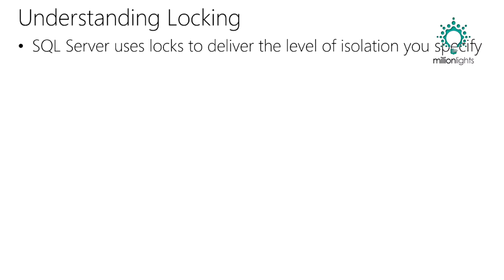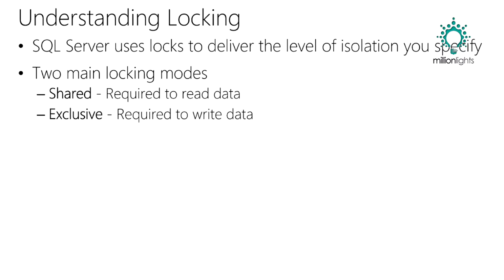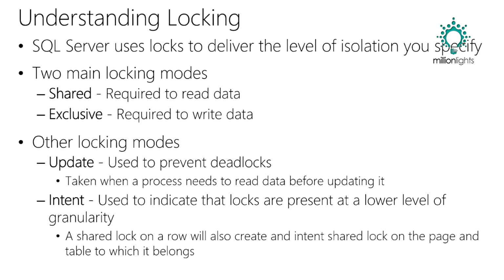Sure. In terms of understanding locking then, SQL Server by default uses locks to deliver the level of isolation that you specify. Remember, we are read committed by default. There are two main locking modes that you really need to be familiar with, and that's shared and exclusive, or SH and EX for short, as we'll see when we come to the demo. Okay. So whenever I read data, I need a shared lock in order to read that data. And a shared lock is compatible with other shared locks, so anybody can read the same data at the same time. So we've got good concurrency. Okay.